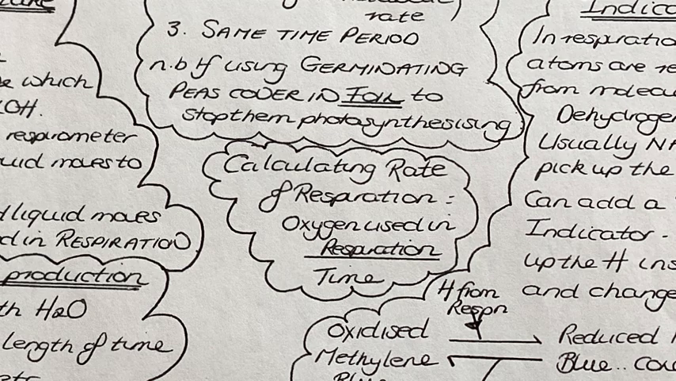If you are asked to calculate the rate of respiration, it is the volume of oxygen used in respiration, divided by the time that it took for that oxygen to be used. Or if you're using a respirometer, it could be the distance that the bubble moves when there's potassium hydroxide in the respirometer, divided by the time that it took for that bubble to move.